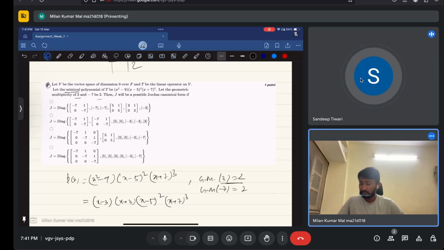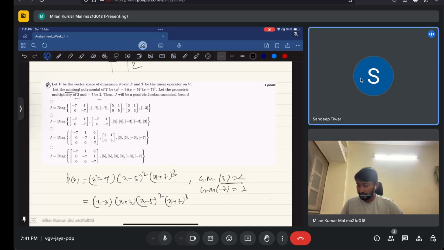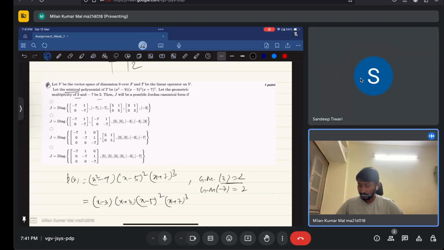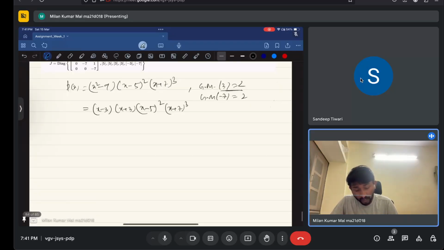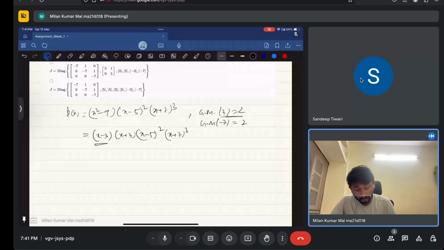Okay, sir. Got it. So that is the reason. So geometric multiplicity can be whatever it is written. So therefore, let's do for 3. As the minimal polynomial has one factor of minus 3, one factor of 3.